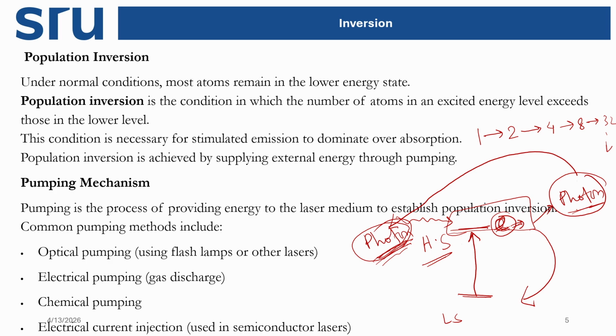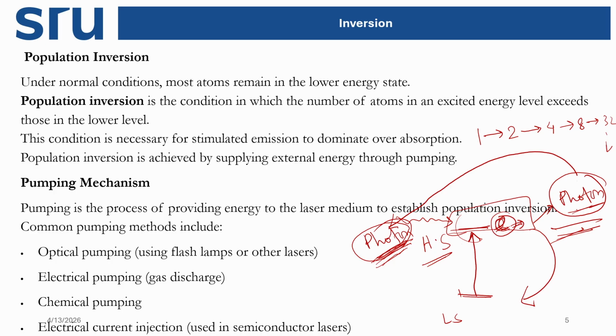Normally for any compound, all the electrons stay in the ground state, that is the lower energy state. But we need to provide energy to the molecules so that the maximum number of electrons can come to the excited state. If the maximum number of electrons come to the excited state, then the interactions of the photon and excited electrons will be much higher. More photons will be created, and then we will get good laser properties.